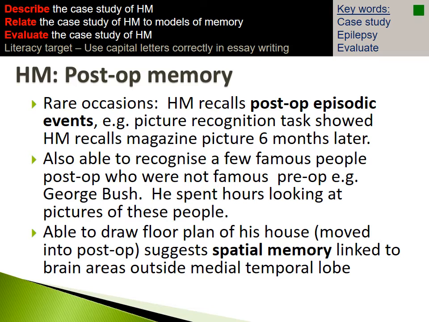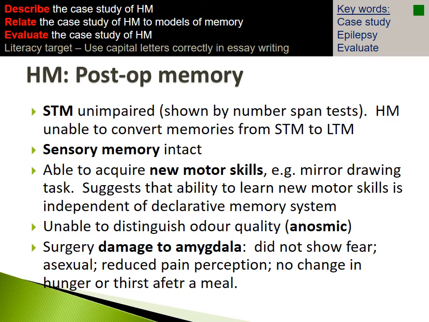Now, HM recalls post-op episodic memories. For example, with a picture recognition task, he was able to recall a magazine picture 6 months later. He was able to recognise a few famous people that were not famous before his operation, such as George Bush, but he did spend hours looking at these pictures of these people. He was also able to draw a floor plan of his house that he moved into after his operation, which suggests that his spatial memory, which is linked to brain areas outside the medial temporal lobe, was intact as well. His short-term memory was unimpaired.